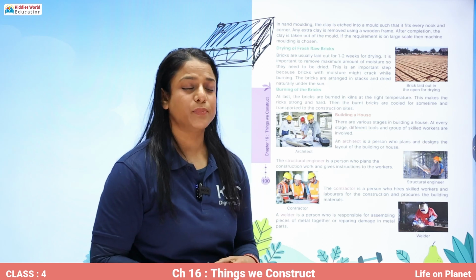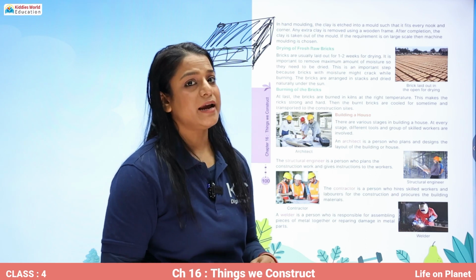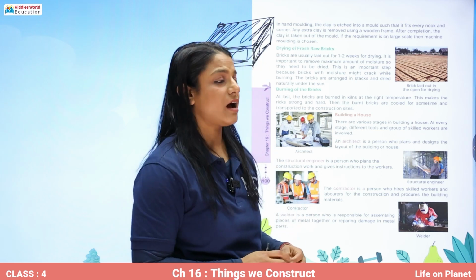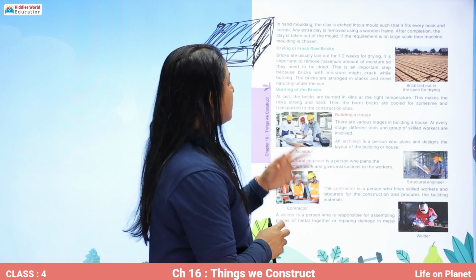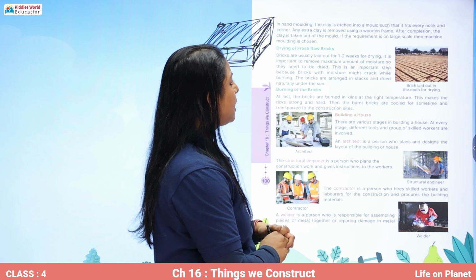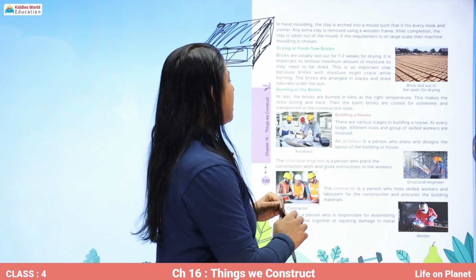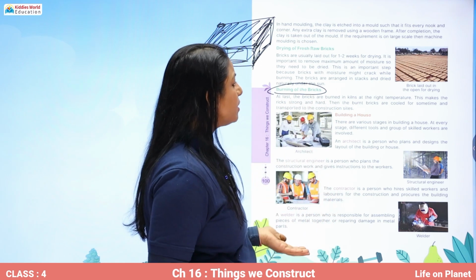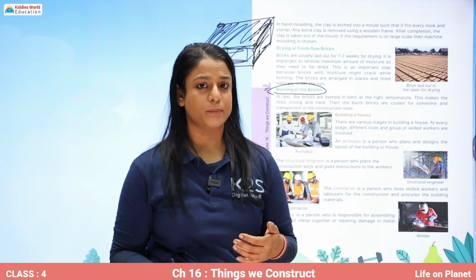If these bricks are not dried, they will have some moisture, some water in them. If they are not dried properly, they might get cracked when they are being burnt. The bricks are arranged in stacks and dried naturally under the sun. Now comes the burning of bricks. At last, the bricks are burnt in kilns at the right temperature.